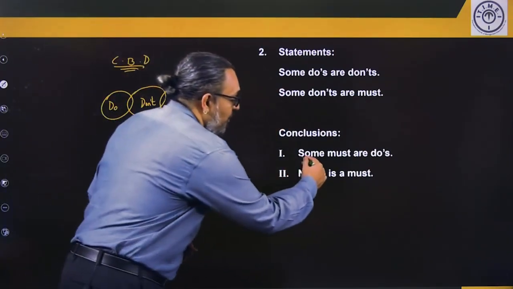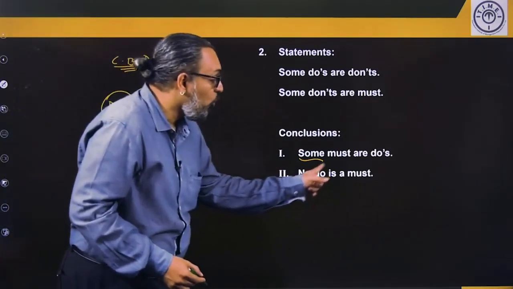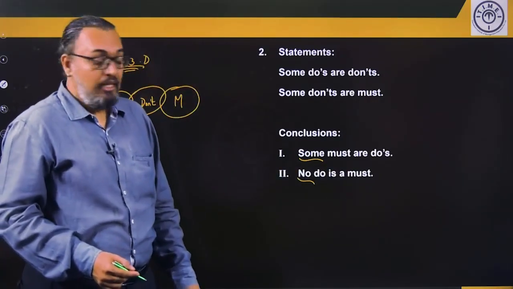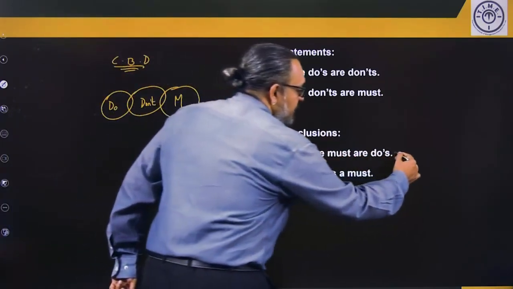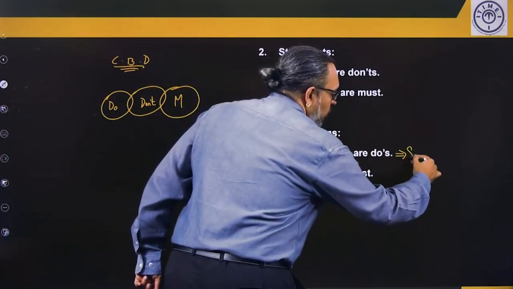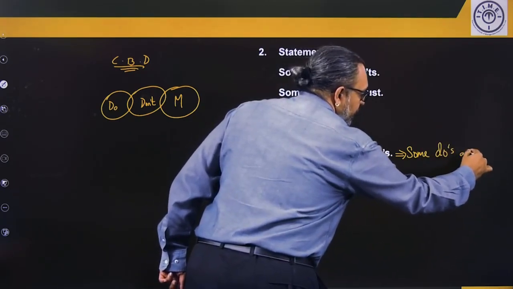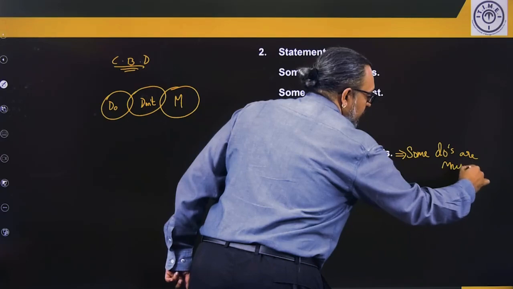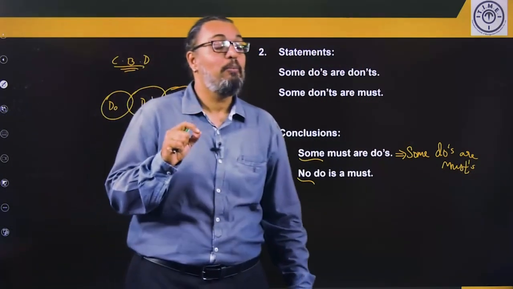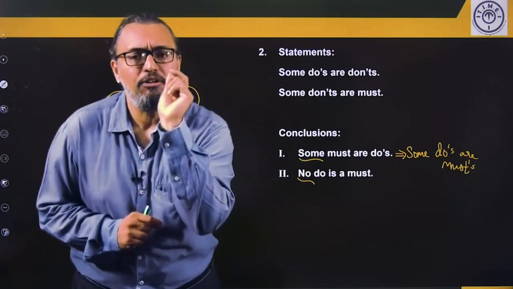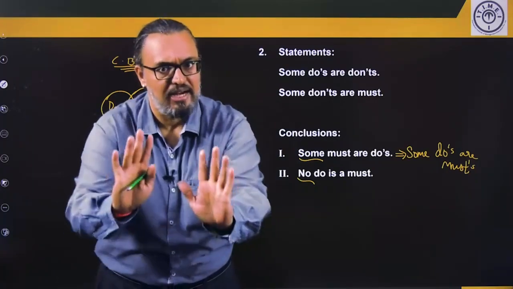Now, in the conclusions, you have a some and a no. Correct? And here we have no do is a must. And here we have some must or do. Now, one thing you have to understand, when I say some must or do, can I also say that it is same as some do's or musts? Can I write it like this? Why? Because, see, when we talk about a some, what is the actual meaning? At least one. Even if one element is common between do and must, then some do's or must satisfies.